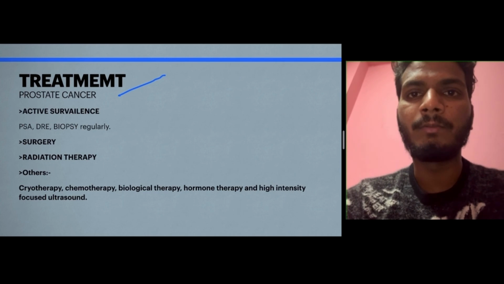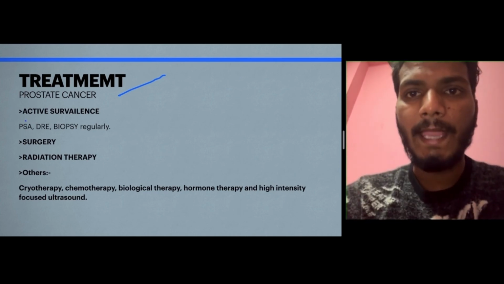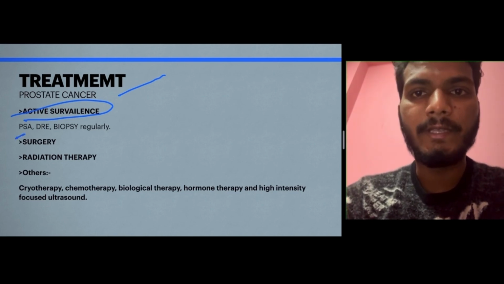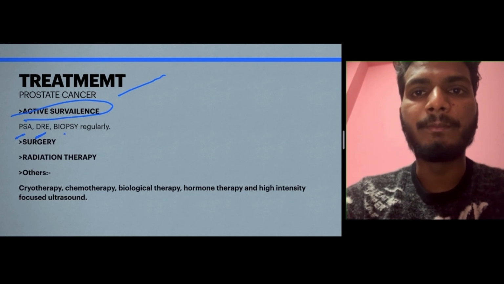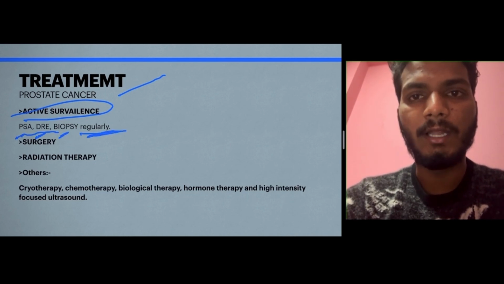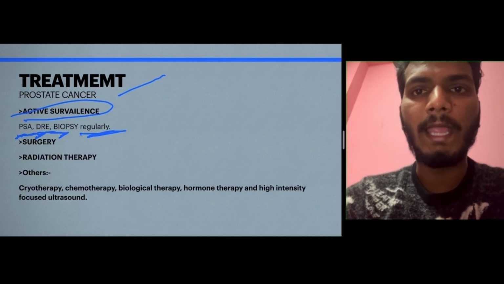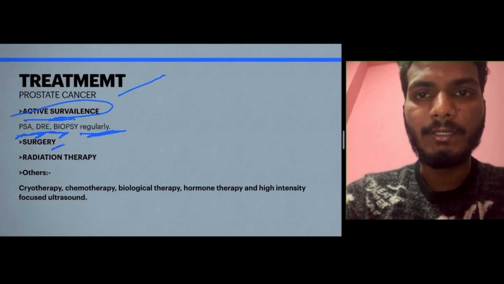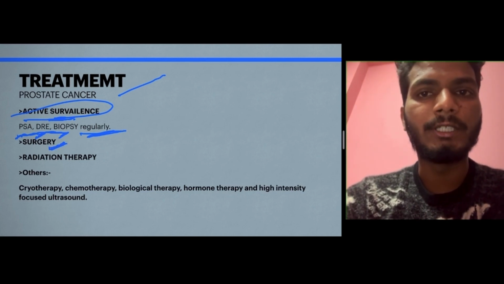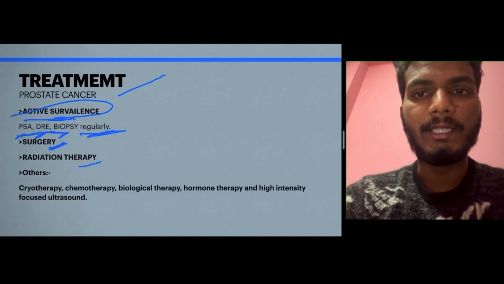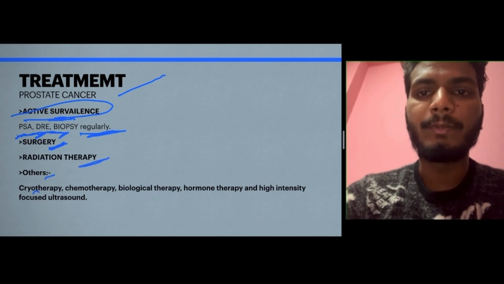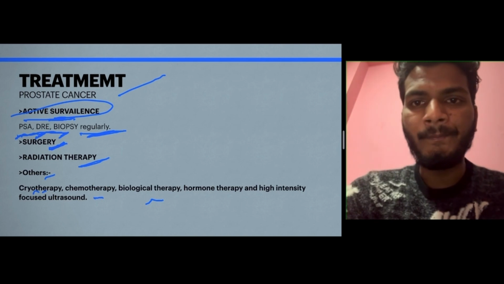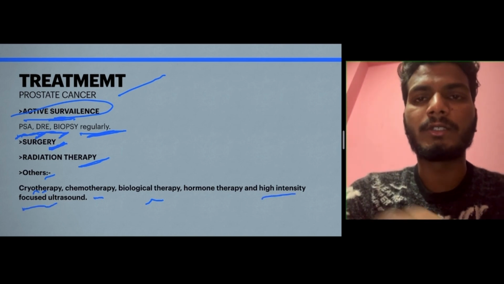Next we will move to the treatment of prostate cancer. This involves active surveillance. By active surveillance we mean testing of PSA level, digital rectal examination, and taking biopsy regularly. So these 3 are done regularly, and we will actively monitor the progression of the tumor. Then there is surgery. If the tumor is advanced, then we have to surgically remove it. There are radiation therapy, and others include cryotherapy, chemotherapy, biological therapy, hormone therapy, and high intensity focused ultrasound. So these are the treatments.